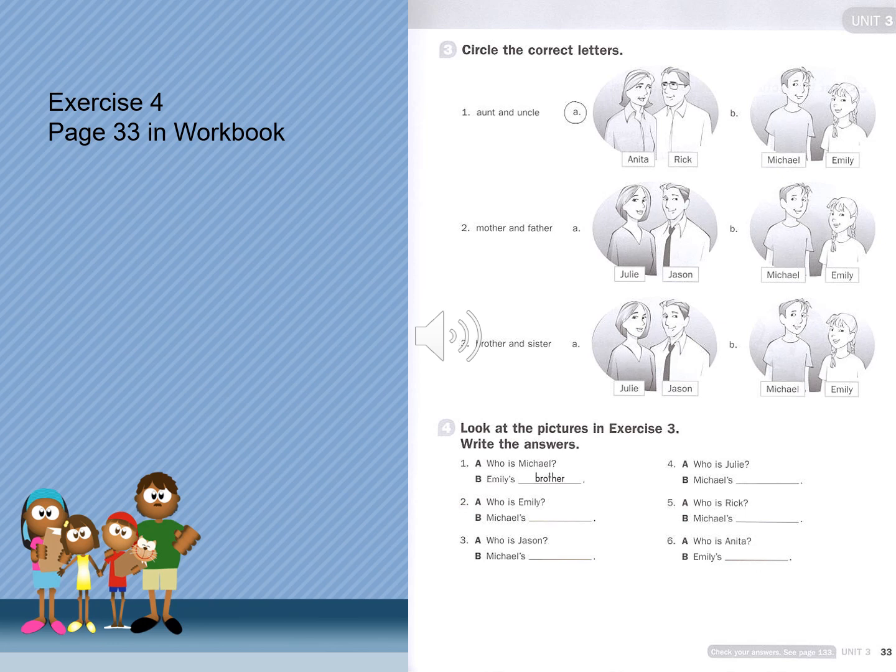Now, look at the pictures of people up in exercise 3. We had Anita and Rick. We had Michael and Emily. We had Julie and Jason. Michael and Emily. Julie and Jason again. Michael and Emily. Okay, so it said, who is Michael? And I find the picture of Michael. And remember, it said that number 3, the answer was B, Michael and Emily. So Michael is Emily's what? Brother.